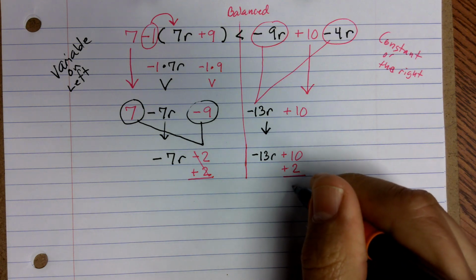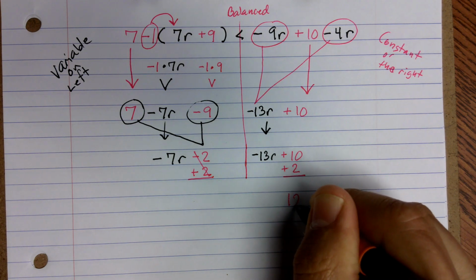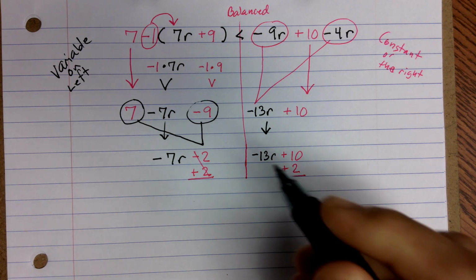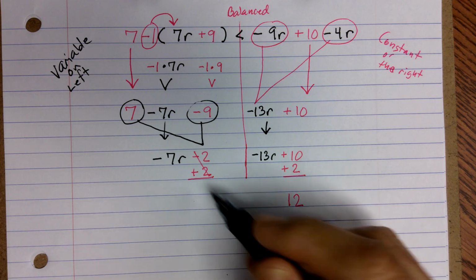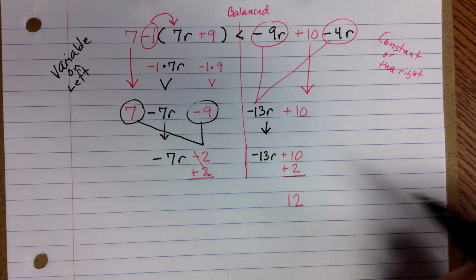So I have 10 plus 2. That's going to give me 12. So I've gotten rid of this constant value on the right, and all my constants have been grouped together on the right.